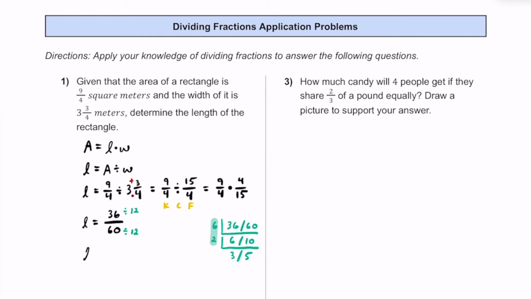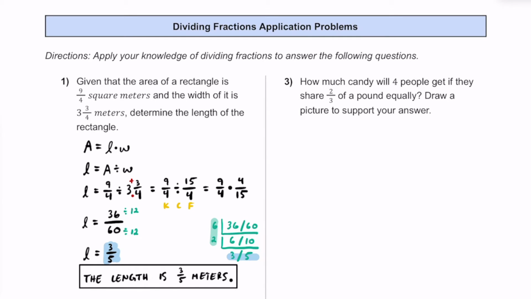And if we do that here, we can see the length is going to be what we're left with at the bottom, which you can see here is going to be this 3/5. So the length of this rectangle must be 3/5 meters. So that right here is going to be our answer. So in summary, we can say that the length of this rectangle must be 3/5 meters. If you want to go ahead and check this, you can take this 3/5 that we got for our answer. If we go ahead and multiply that by the width of 3 3/4, you should see that we do get 9/4 square meters for the area. Okay, so you can always check it by multiplying the length and width just to confirm that it does equal the area.